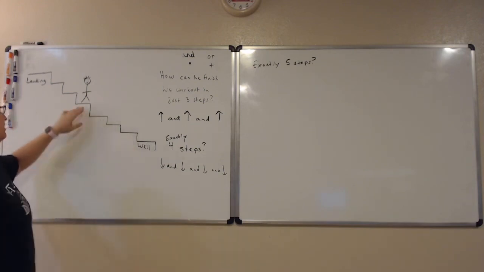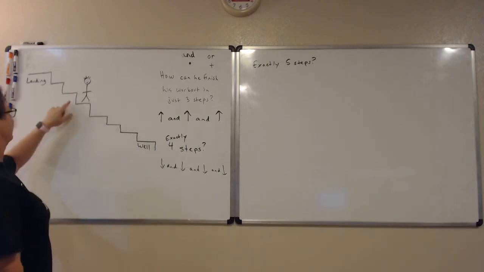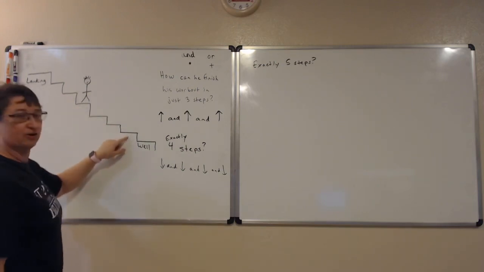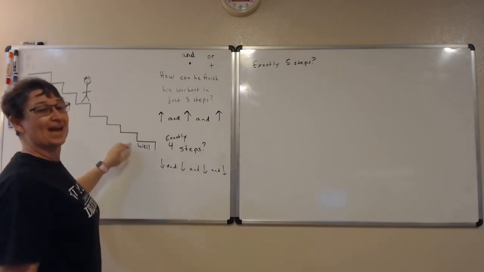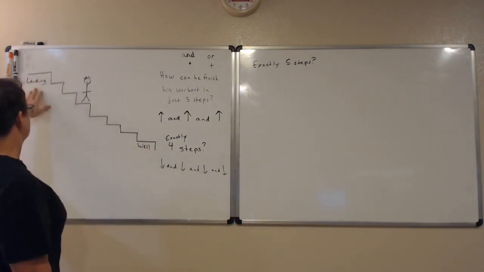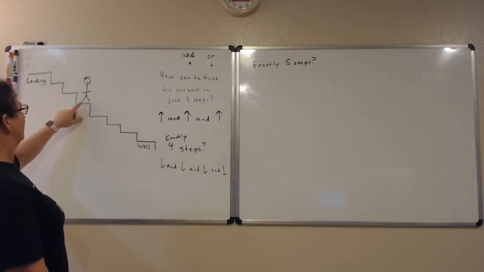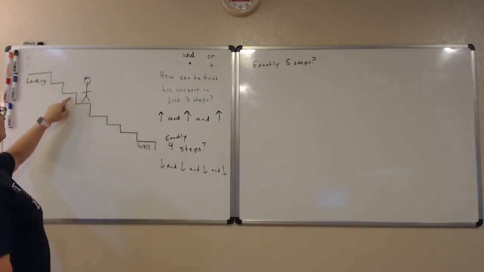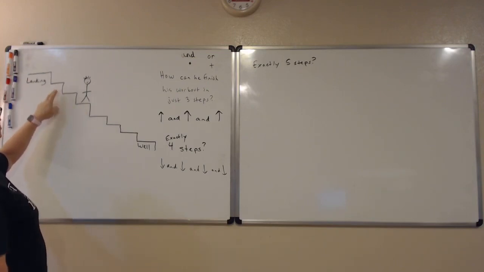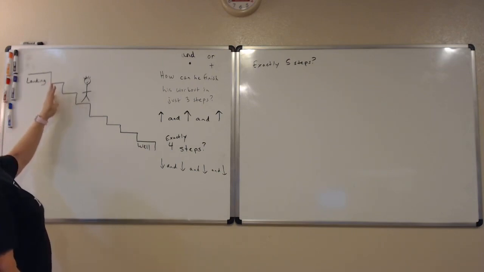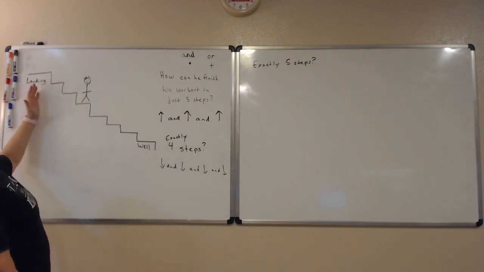Okay, so let's try going up first before going down. He goes 1, 2, 3, 4. Oh no, that didn't work. So he can't make it to the well in exactly 5 steps. What about the landing? Can he get to the landing in exactly 5 steps? Let's try that. So he goes 1, 2, 3, 4, 5. Oh, he made it to the landing.